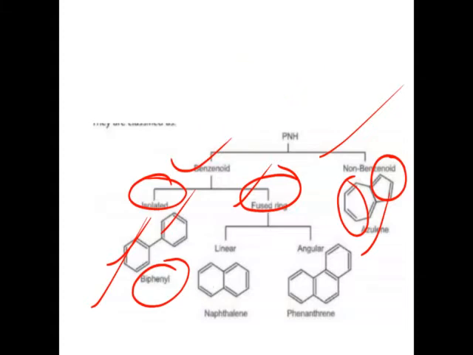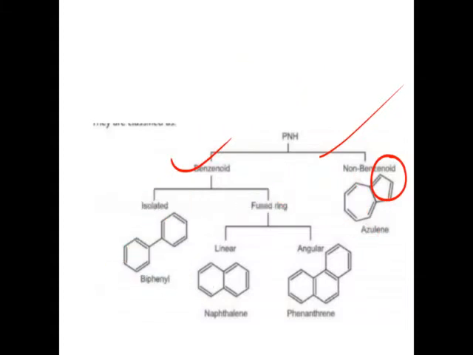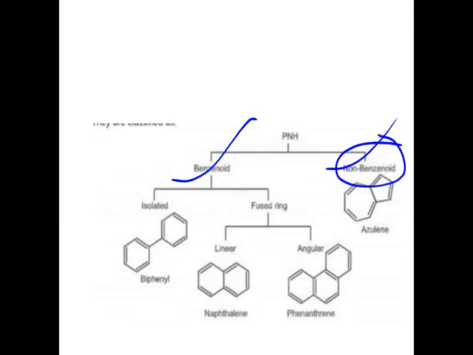Okay, so polynuclear hydrocarbons are classified into two types. One is the benzenoid, second one is the non-benzenoid. As the name indicates, benzenoid means which consists of benzene ring, non-benzenoid means there is an absence of benzene ring. An example of non-benzenoid is azulene. Here you can clearly observe the structure, there is absence of benzene ring.